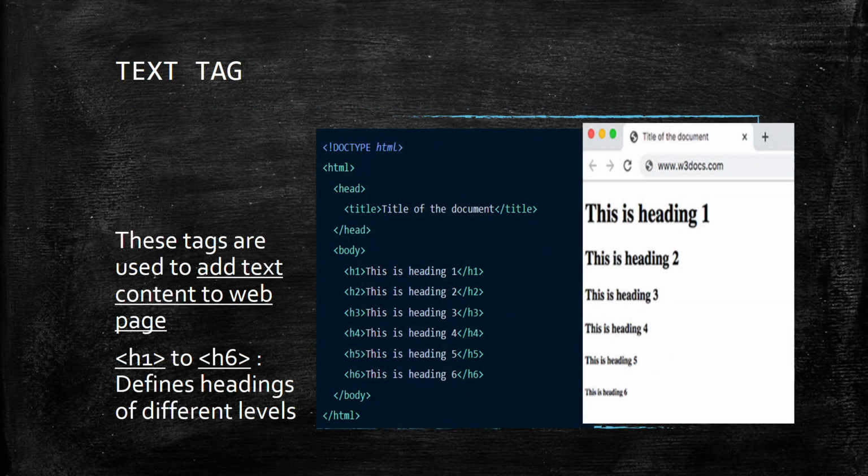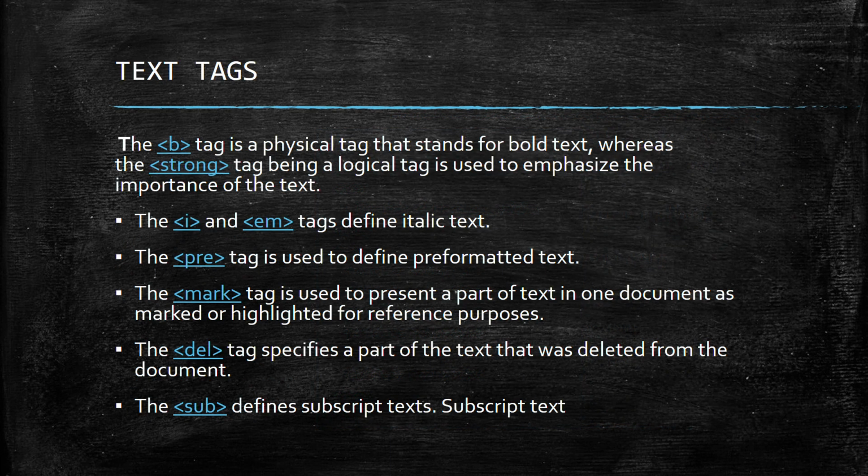So these are the text tags. These text tags are used to add text content to your web page. H1 to H6 define headings of different levels. Next is the bold tag. It is a physical tag that stands for bold text. And the strong tag is a logical tag. It is used to emphasize the importance of your text. The italic tag and em tag are used to define italic text.